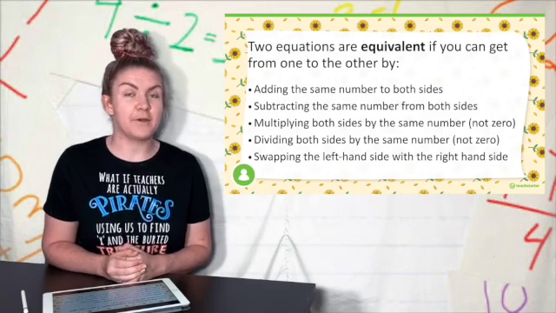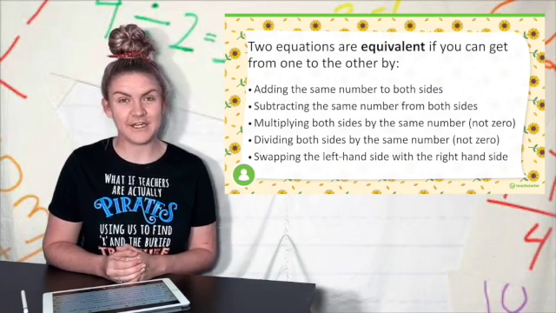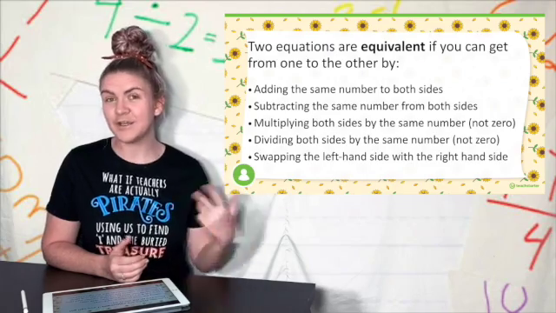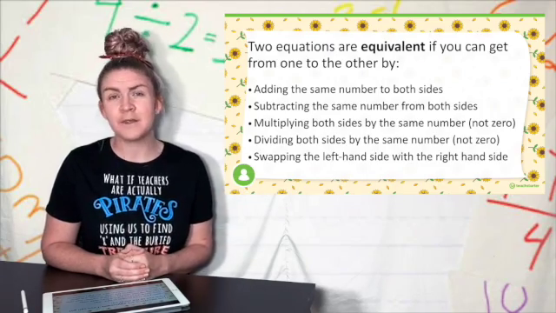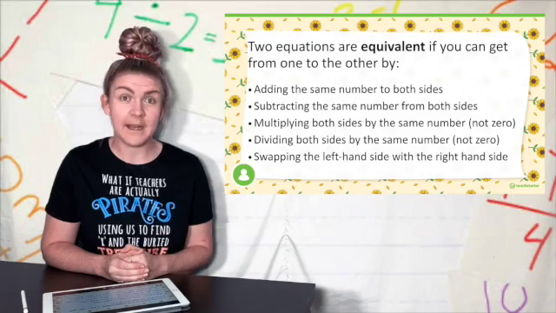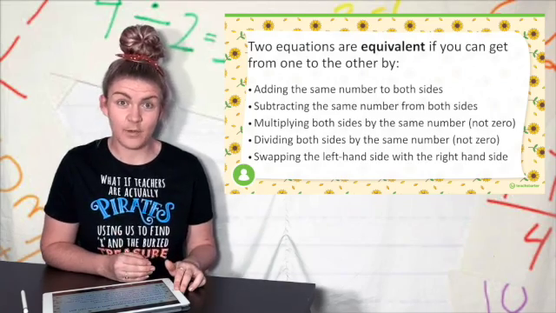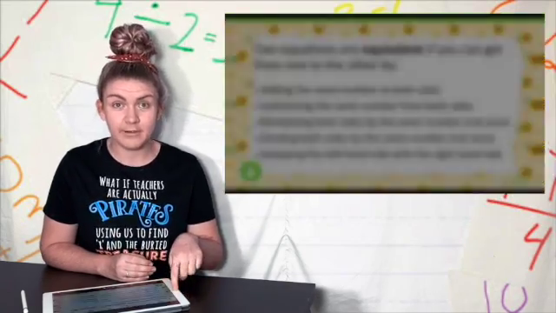We can also divide both sides by the same number to get an equivalent equation. Except again, we shouldn't be dividing by 0, because that is actually mathematically impossible. Let's ask Siri what happens if we try to divide by 0.